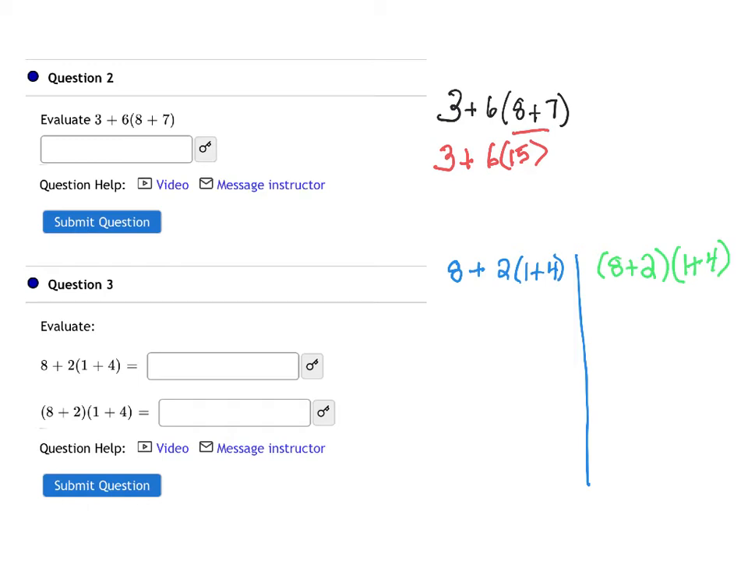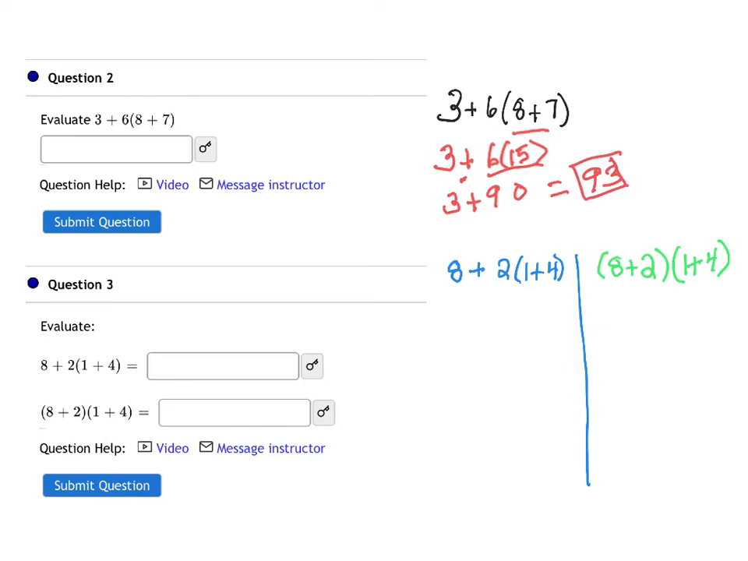Multiply or divide starting at the left. Well, we have addition here, and this is multiplication, so we're going to do that. So we just bring down the 3 plus 6 times 15. That will give us a 90. And then our last step, 3 plus 90, gives us our answer of 93.